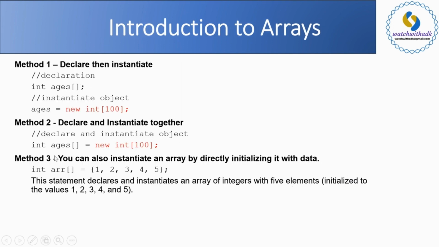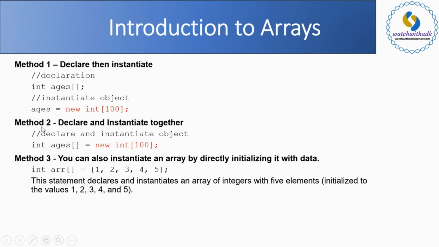Basically, there are three methods to declare and instantiate an array. The first method is to declare the array first and then instantiate it. Declaration is straightforward: int or any data type that you want, then your identifier name, then square brackets. You can put the square brackets before the identifier name as well. Then you have to instantiate it. So identifier equal to new, then data type, and then the size of the array. So this is one method.